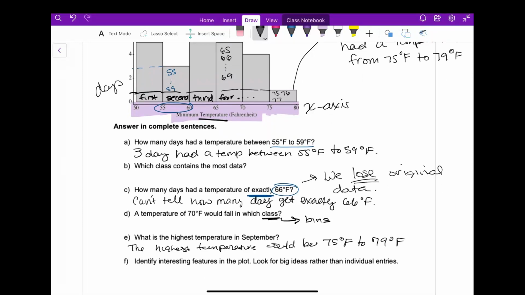All right, identify interesting features in the plot. Look for big ideas rather than individual entries. You got this, you can answer this.